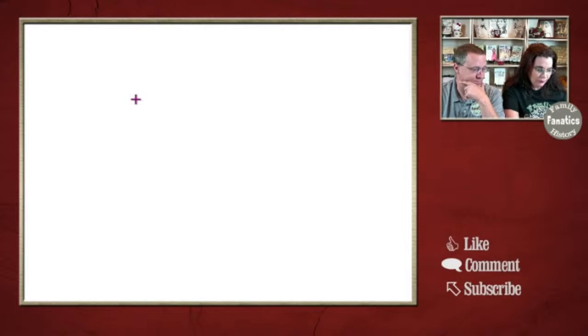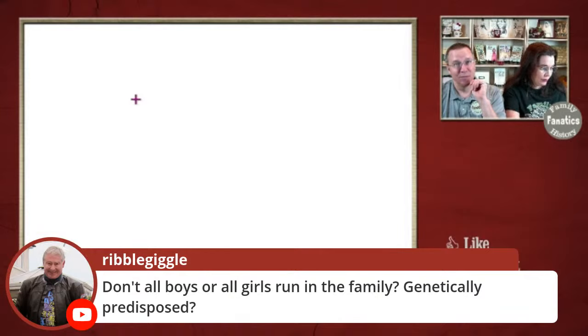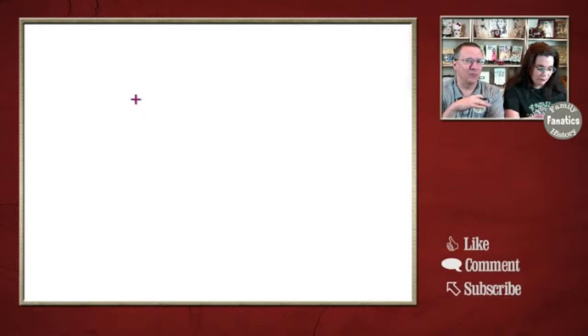There it is. Don't all boys or all girls run in the family, genetically predisposed? All right. So this is a good question. Now, if we were talking about red hair, I would say yes, because that is based on genes. When we're talking about all boys or all girls, the answer from everything I've read is no, because this is completely random. Now, you might see that your family has all boys, and your dad's family has all boys, and your grandpa's family has all boys, and so you're thinking this might be a genetic predisposition.